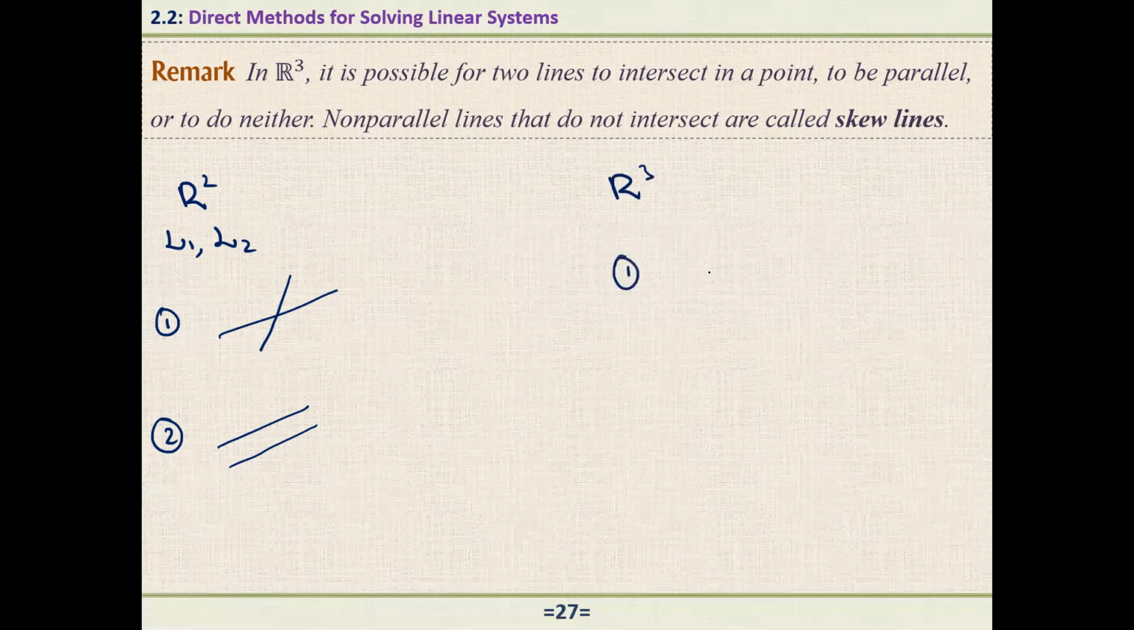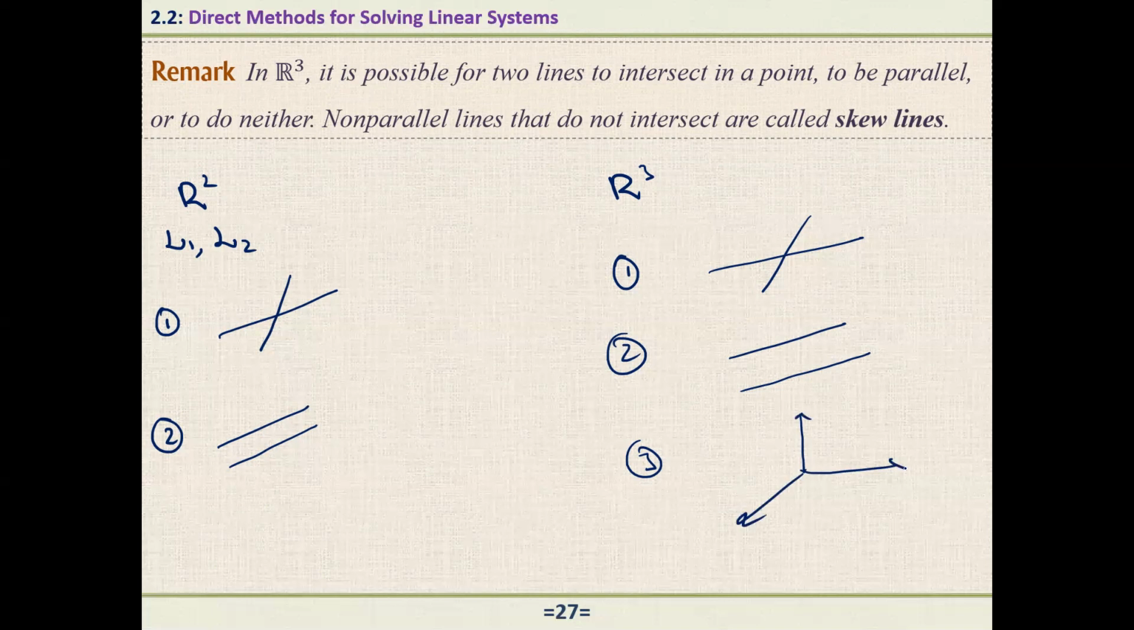In R3, we actually have three different situations. Number one is that they intersect each other. The second is that they are parallel. And the third one, I don't know how to draw this, but three-dimensional space is something like this. Maybe one line is here, and another one is passing here, but they never intersect each other. They are not parallel. Maybe this one is on the second floor and this one is on the first floor. They are not parallel, and they never intersect each other. They are just living in different layers of this space.